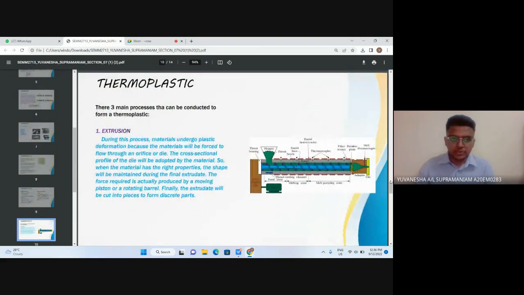Now, thermoplastic also undergoes three main processes. Number one is extrusion. During this process, materials undergo plastic deformation because the materials will be forced to flow through an orifice or die. The cross-sectional profile of the die will be adapted by the material. So, when the material has the right properties, the shape will be maintained in the final extrudate. The force required is actually produced by a moving piston or a rotating barrel. Finally, the extrudate will be cut into pieces to form discrete parts. Hence, this is the simple illustration of the extrusion process.